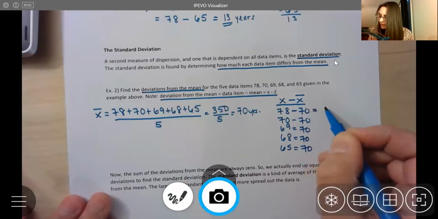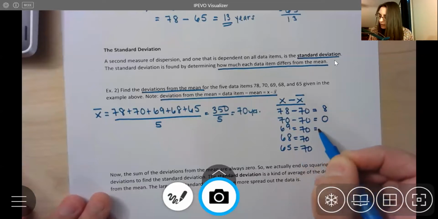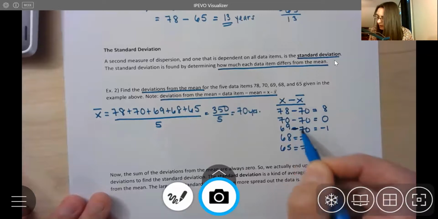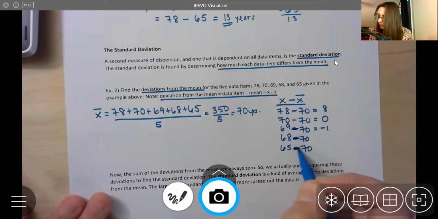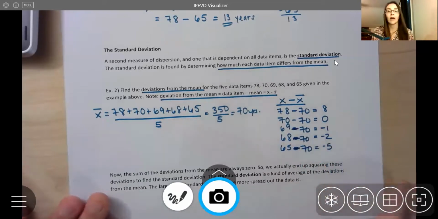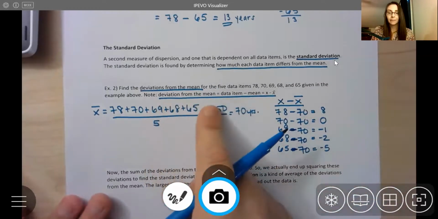So here, 78 minus 70 is 8. 70 minus 70 is 0. 69 minus 70 is -1. Sorry, I'm sorry, guys. This should be minus signs. I don't know why I wrote equals there. Minus. 68 minus 70 is -2, and 65 minus 70 is -5. So there are our deviations from the mean.